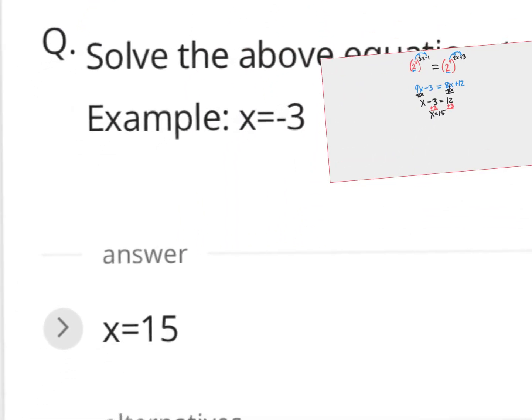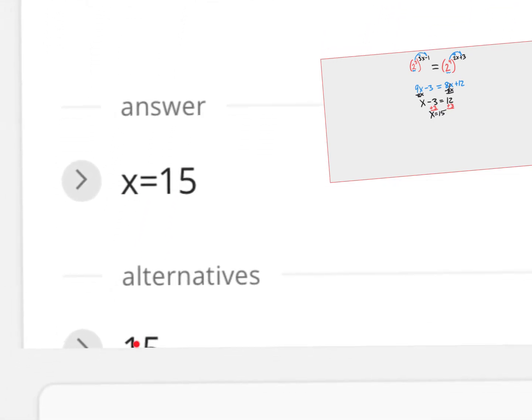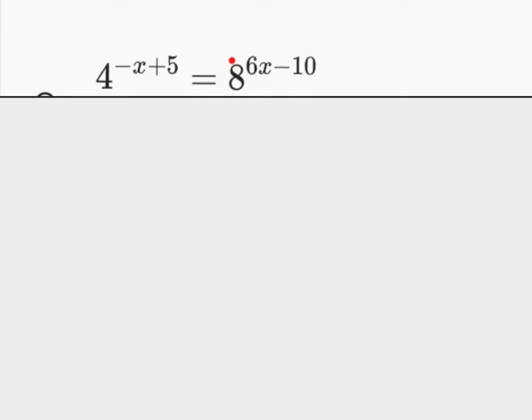As you can see down here, the correct answer is x equals 15. No spaces between your terms. Alternative answer is to just type in 15. Either one will work. So we have an equation right here, and we have different bases. Step 1 is to make these bases the same.